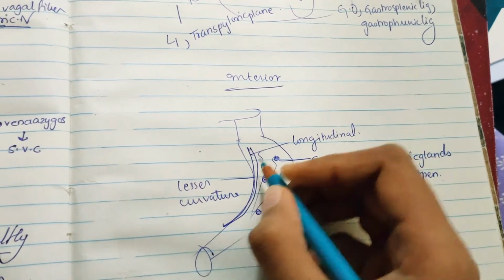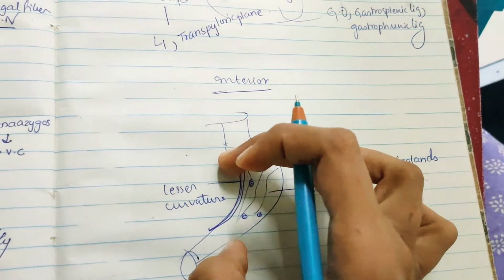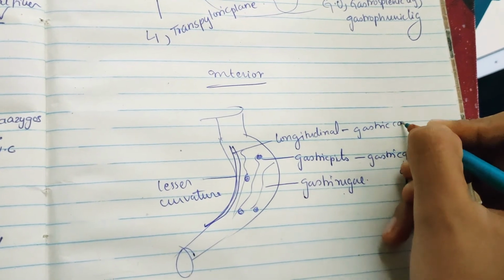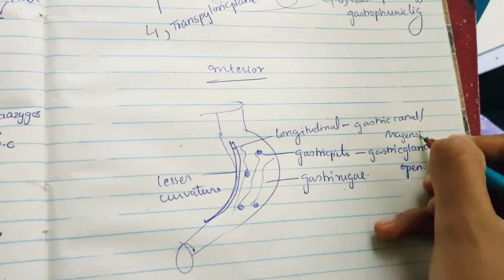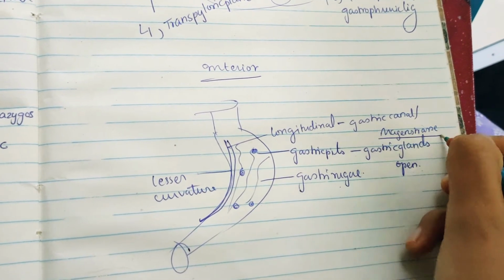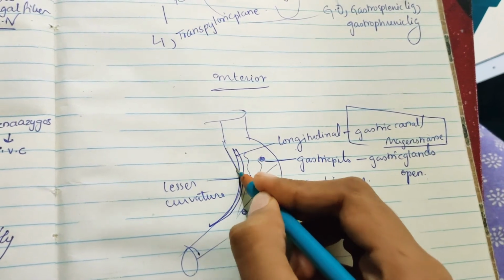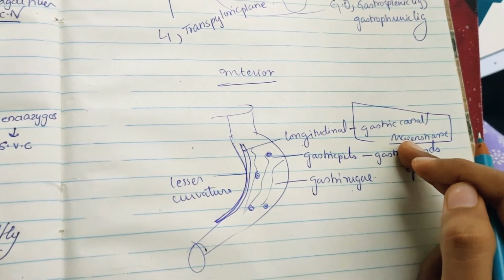Okay, and next, mainly at this lesser curvature, where these longitudinal rugae are present, these are also called gastric canals, or Magenstrasse. These are the longitudinal rugae, especially present on the lesser curvature. They are called gastric canal or Magenstrasse.